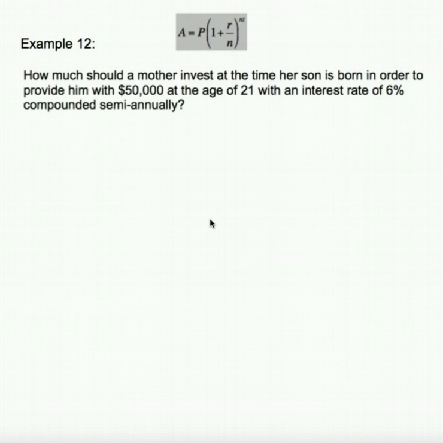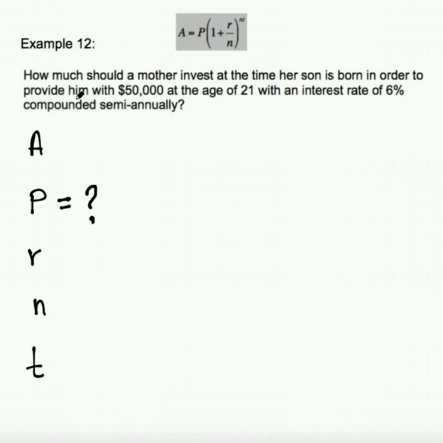Example 12. How much should a mother invest at the time her son is born in order to provide him with $50,000 at the age of 21 with an interest rate of 6% compounded semi-annually? So again, I like to list out my variables, A, P, R, N, and T, and let's see what we know. It says, how much should a mother invest? We don't know how much she should invest, so that's what we're looking for. We're actually looking for the P.